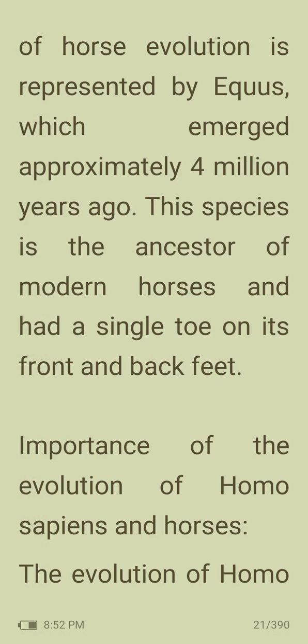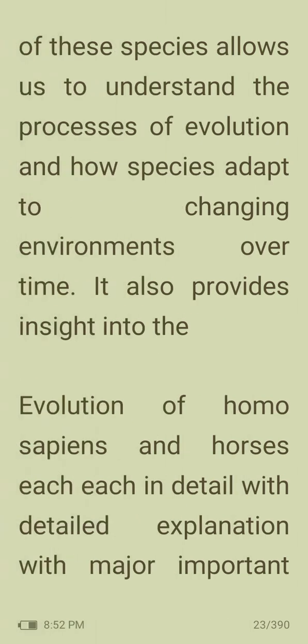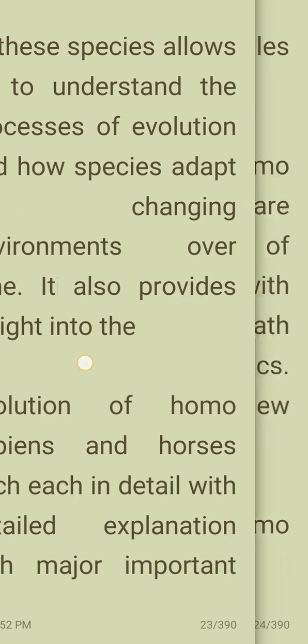Importance of the evolution of Homo sapiens and horses. The evolution of Homo sapiens and horses has been critical in shaping the world as we know it today. Homo sapiens have dominated the planet due to their intelligence and adaptability, while horses have played an important role in human history as a mode of transportation and agriculture. Studying the evolution of these species allows us to understand the process of evolution and how species adapted to changing environments over time. It also provides insight into other topics.